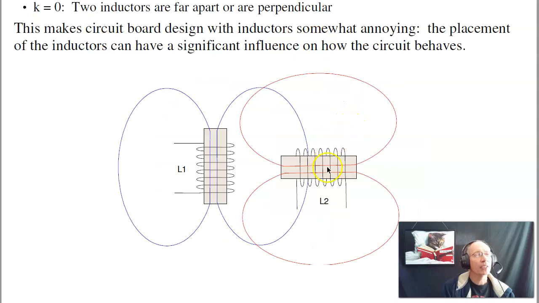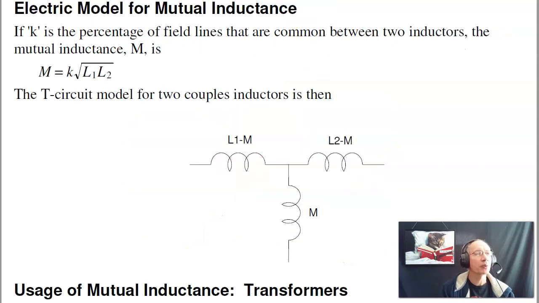If I take an inductor and rotate it 90 degrees so that they're perpendicular, now the flux lines no longer interact, and K equals 0. So that makes designing circuits with inductors kind of a nuisance. It depends upon where you place the inductors on the circuit, how you place them, their orientation, their distances. All that affects how inductors behave on a circuit, which is one of the reasons we try to avoid inductors if at all possible.